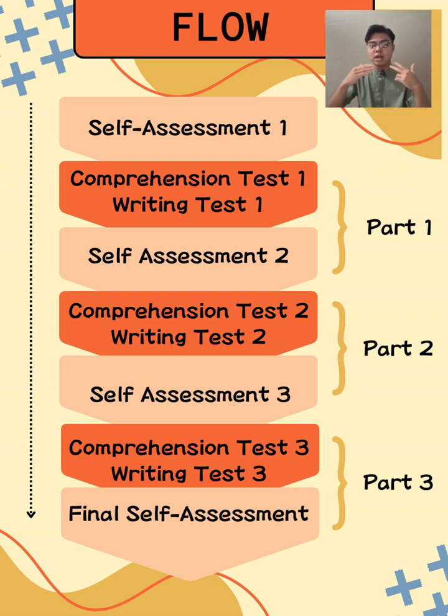We are going to get deeper after this. Then, when it comes to part 2, the students are going to have comprehension test 2, writing test 2, and the third self-assessment. And then going on with part 3, the students are going to have comprehension test 3, writing test 3, and the final self-assessment. So this is where students have to describe how their reading skills have improved.